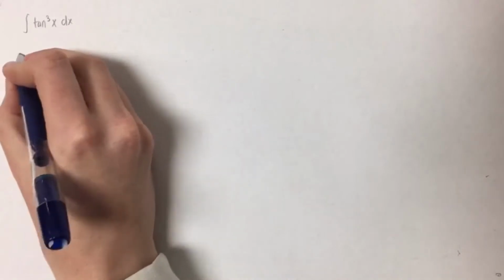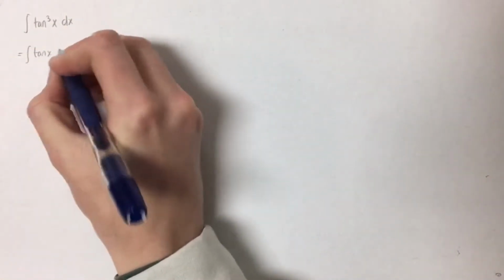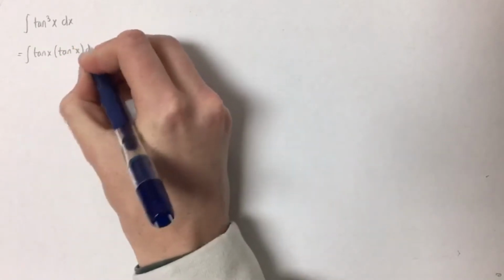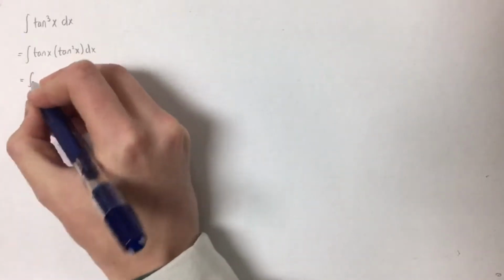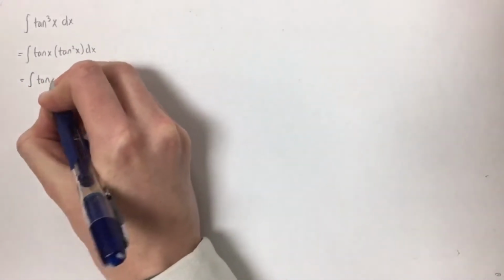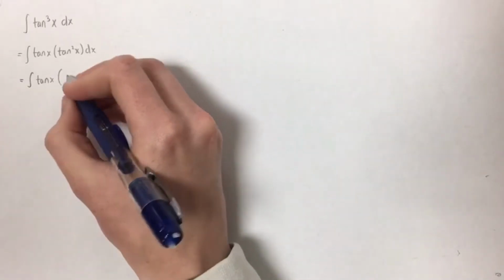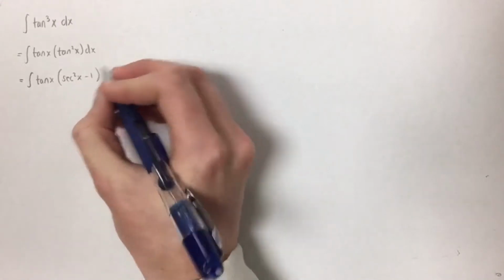Hello. In this problem, we're going to be integrating tangent cubed of x. So to start off, we want to split this up into the integral of tangent x times tangent squared of x, dx. And then we can rewrite that as tangent x times the identity for tangent squared of x, which is secant squared of x minus 1. And don't forget the dx.